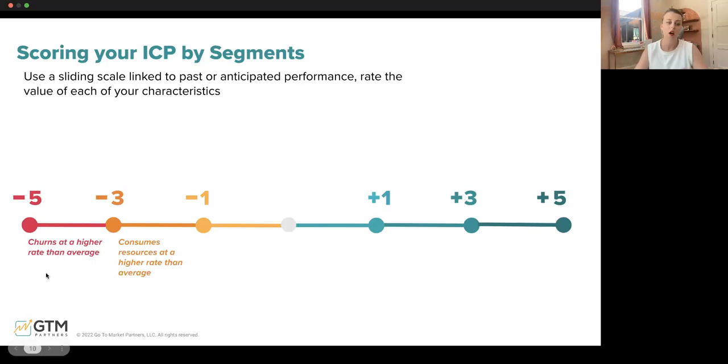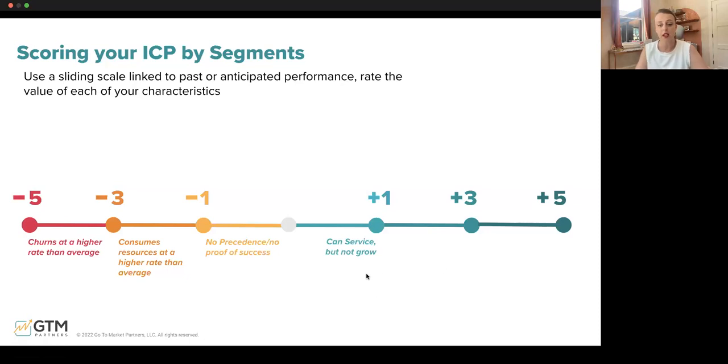Maybe there are people inside of your customer base today that consume resources at a higher rate than average compared to the rest of the group. Is that a good thing or a bad thing? It depends on how much money they're bringing in, of course, but it's a question worth asking. Or is this kind of a shot in the dark? We're not really sure if we can support this characteristic well, or if this is going to be new for us. And so we'd score that at a -1.